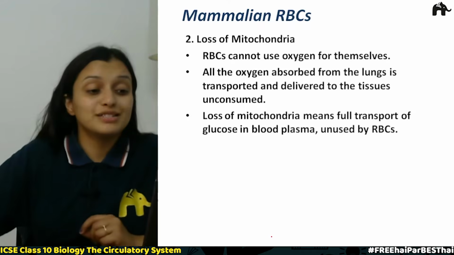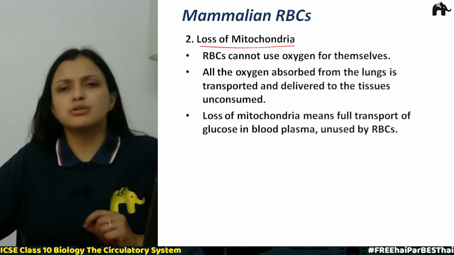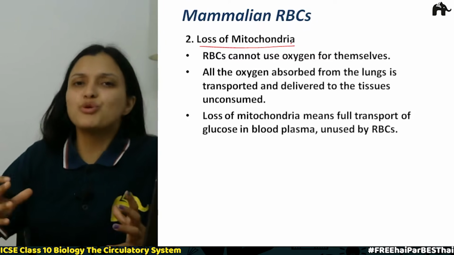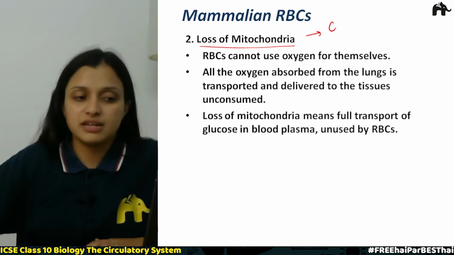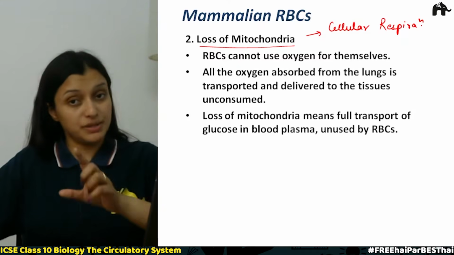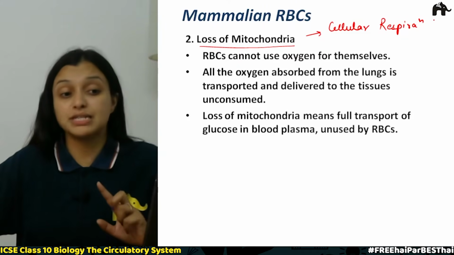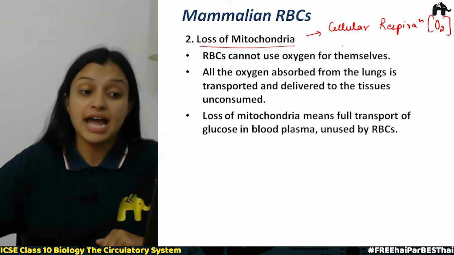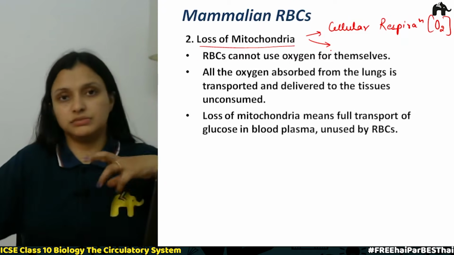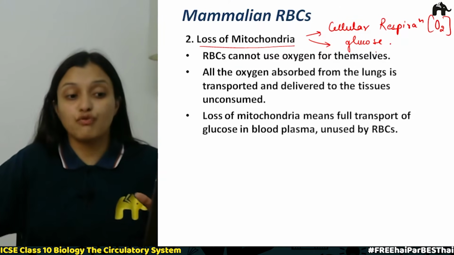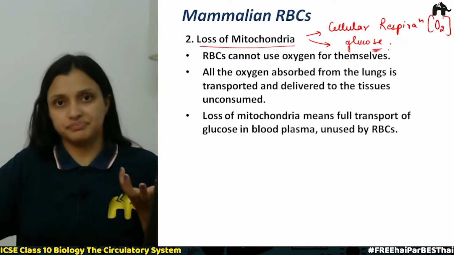Now the second one is loss of mitochondria. How does this loss of mitochondria make these RBCs more efficient? We know that there is cellular respiration. Just recall the functions of mitochondria. Cellular respiration occurs in mitochondria, which means mitochondria require oxygen to perform their functions. And secondly, there is glucose which is metabolized.